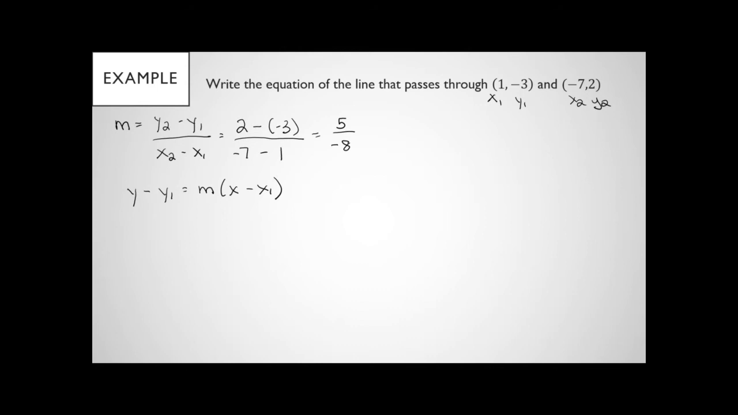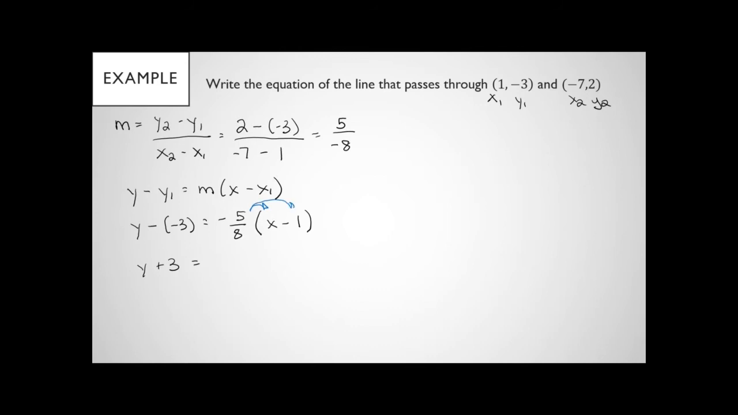So I'm going to plug in my x1, my y1, and my slope. So y minus y1, which is -3. Our slope is -5/8. And then x minus x1, which is 1. So the y minus -3, that's going to be y plus 3. And I can also distribute the -5/8 through the parentheses.